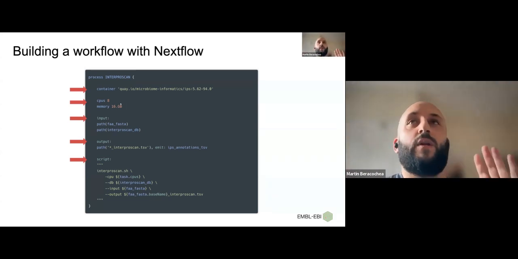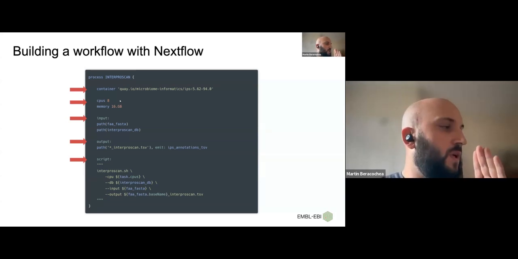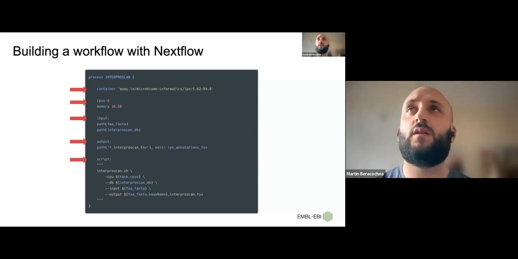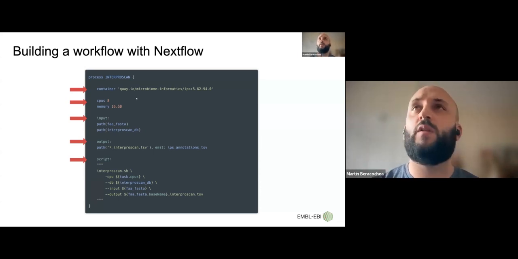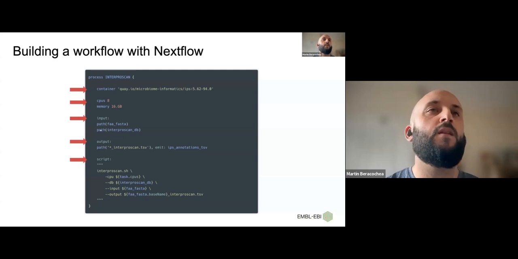Then you can specify how many resources your process needs. For example, when you're running your pipelines in cloud providers or on a high performance compute cluster, that's quite important. You need to know how many CPUs your process is going to need, how much memory, how much disk. You can specify all of that within the process itself. So this is how you do it. For example, for CPUs, I'm saying this process needs to run using 8 CPUs.